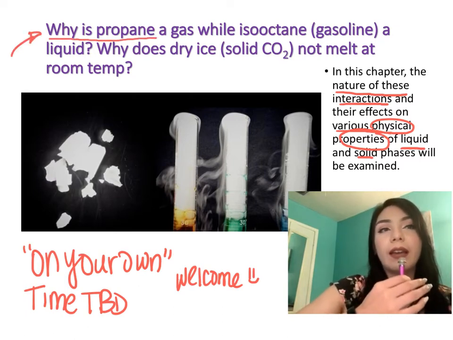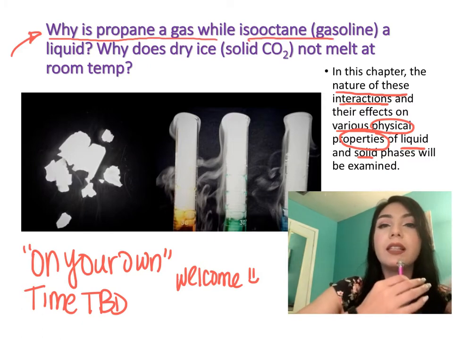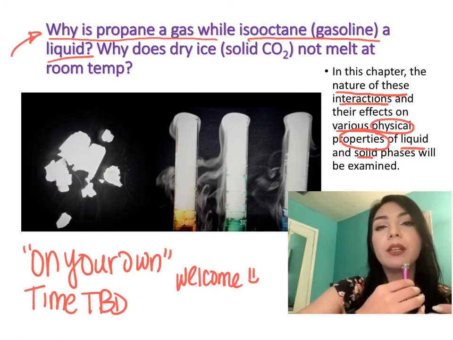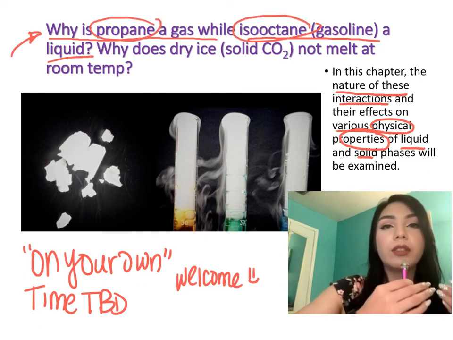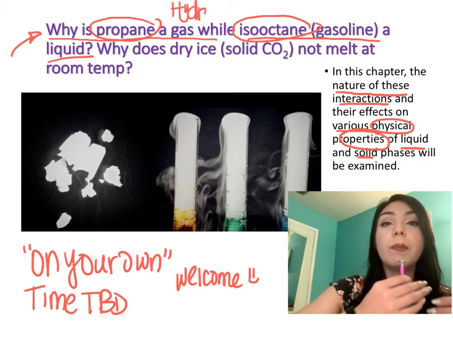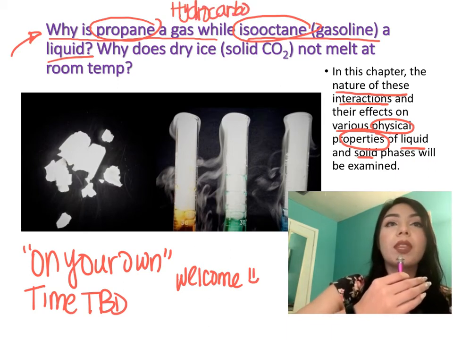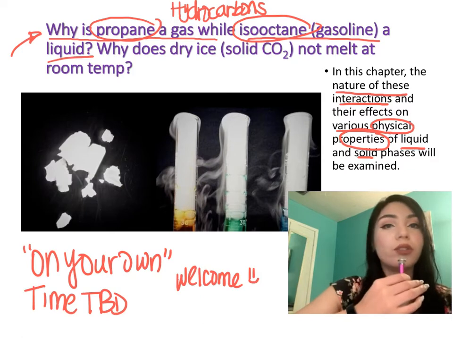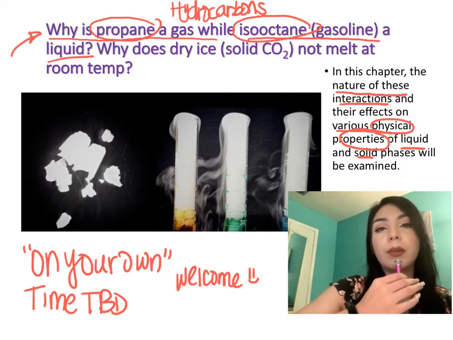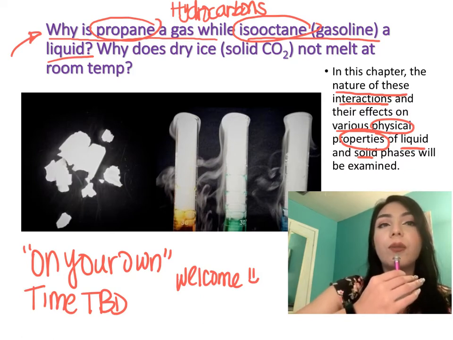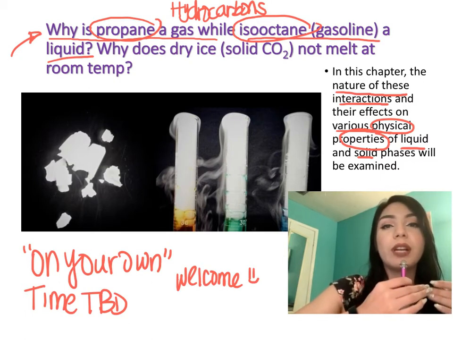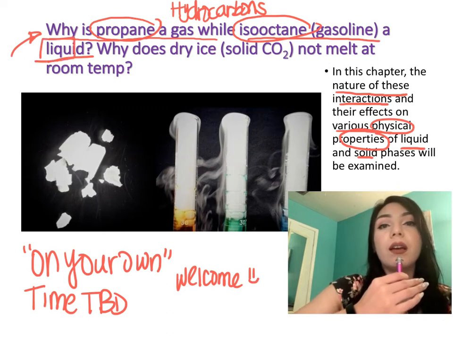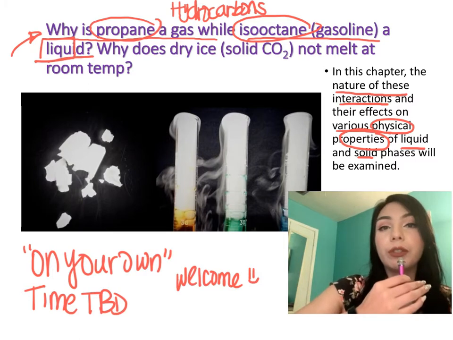Some questions that I hope you can answer at the end of this semester is, for example, why is propane a gas while isooctane is a liquid? The reason I bring these two up is because they're both hydrocarbons. The major difference between them in terms of what makes them up is that isooctane is bigger, but they're both composed of nothing but carbons and hydrogen. So why does isooctane being bigger translate to it having a different state at room temperature?